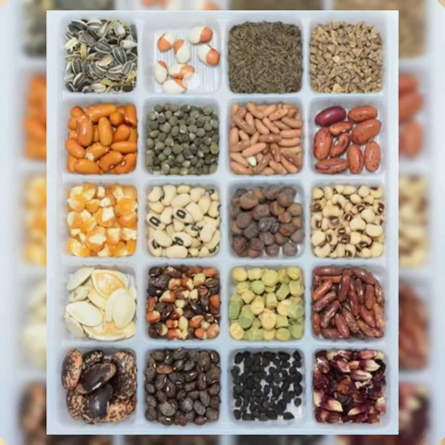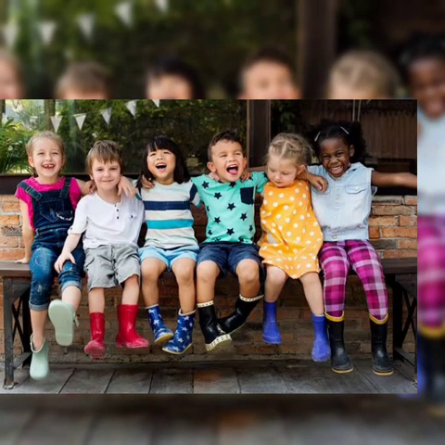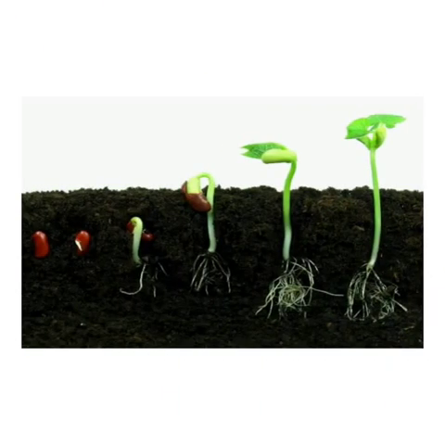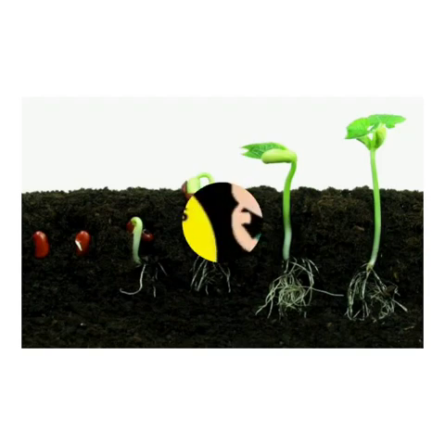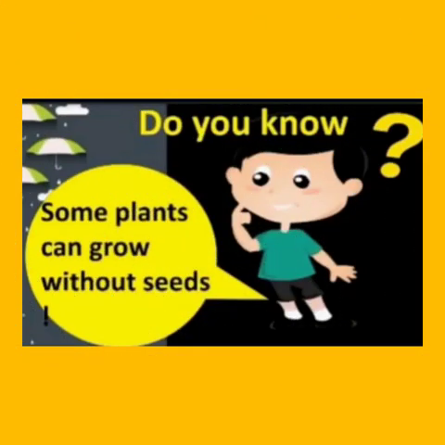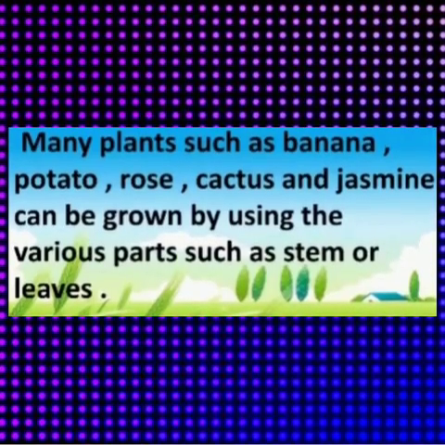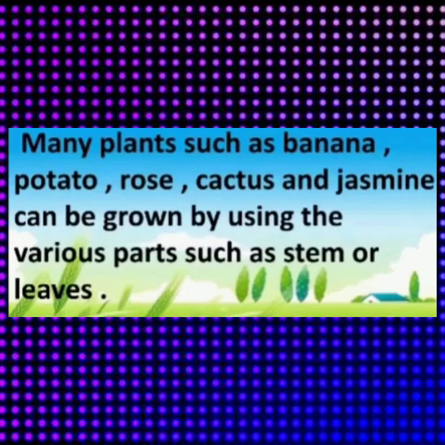Now you can see in the picture some of the seeds have different shapes, sizes, colors and textures. So children, we have studied a seed can grow into a new plant. But that does not mean that plants do not grow without seeds. Yes, plants can grow without seeds as well. Let us talk about some of these. Many plants such as banana, potato, rose, cactus and jasmine can be grown by using the various parts such as stem or leaves.